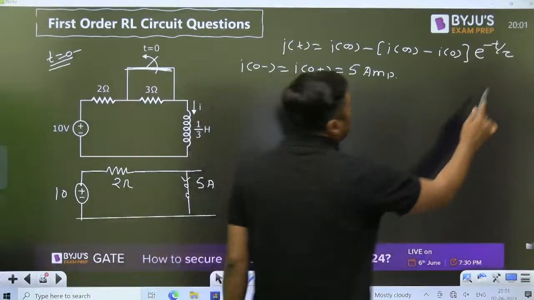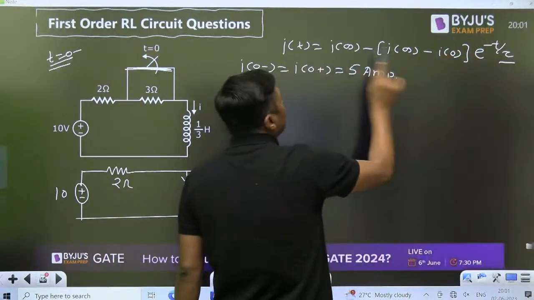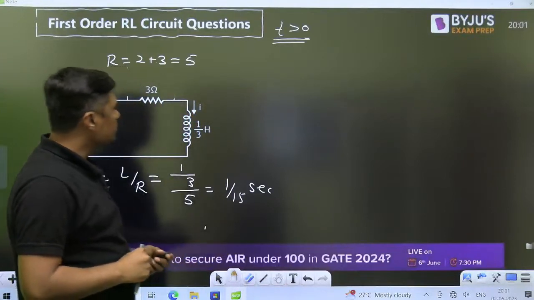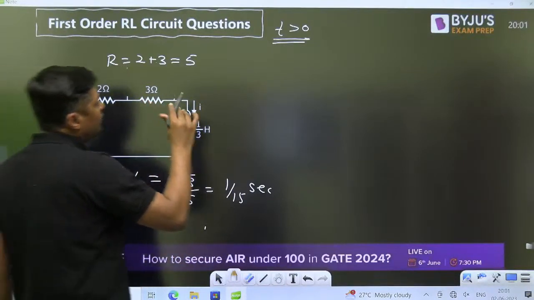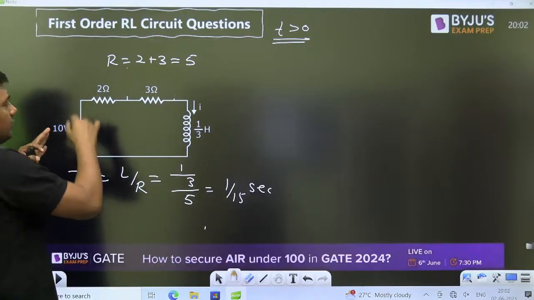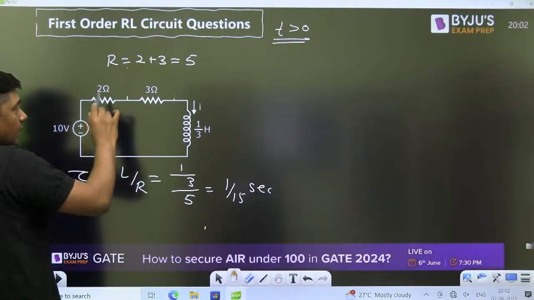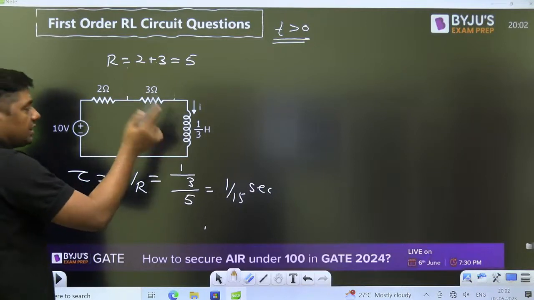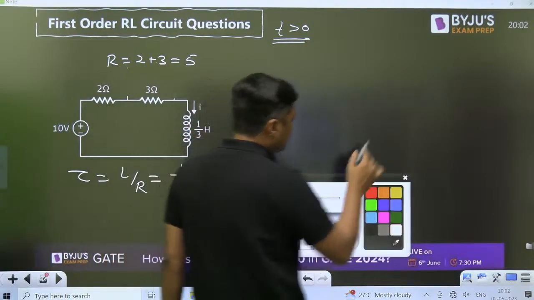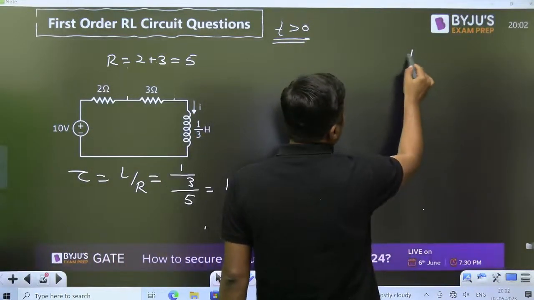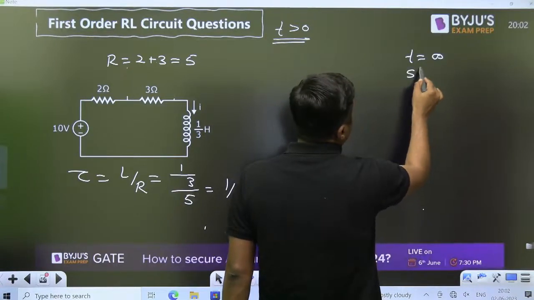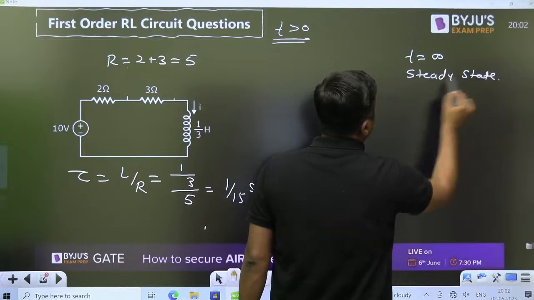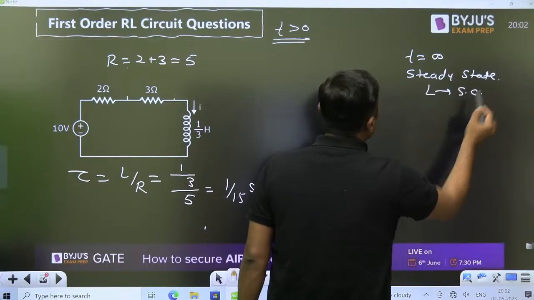Now two things. Tau is known. Initial value is known. What is the final value? The final value means finally at t equal to infinity. This is the diagram for t greater than 0. Now at t equal to infinity, with the switch open, the circuit will reach steady state, and again the inductor acts as what? Short circuit. At t equal to infinity, steady state, the inductor acts as a short circuit.